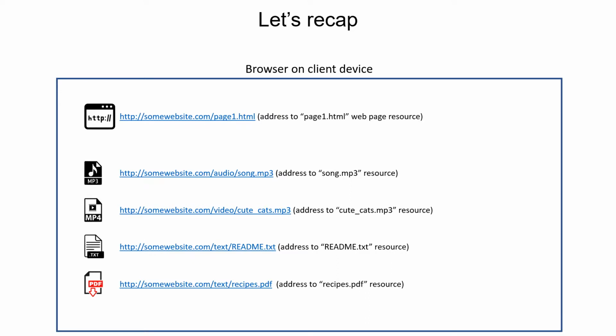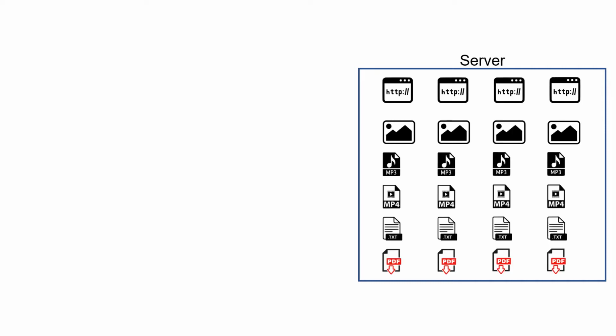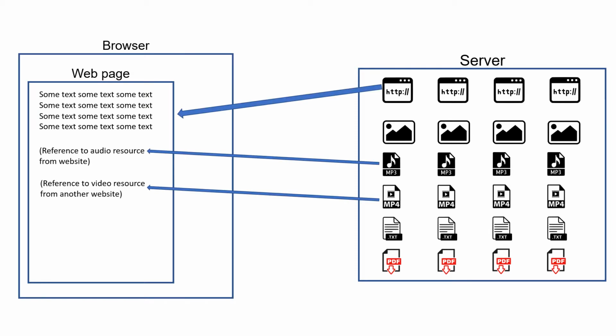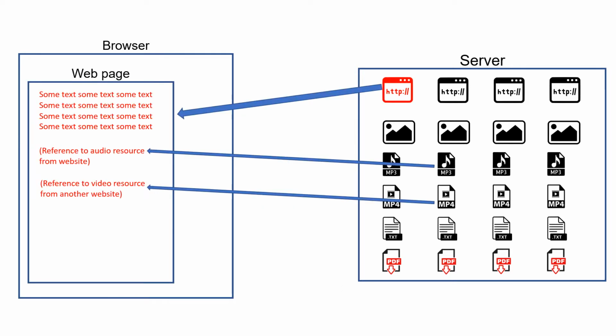Now let's look at the server side. The server is responsible for keeping the resources that make up the website or web app. This includes web pages and other resources like images and audio, etc., and then sending them to a client device's browser whenever the client device browser requests them. Moreover, more so in the case of a web app or interactive website, the server can manipulate the web pages before sending them to the browser.